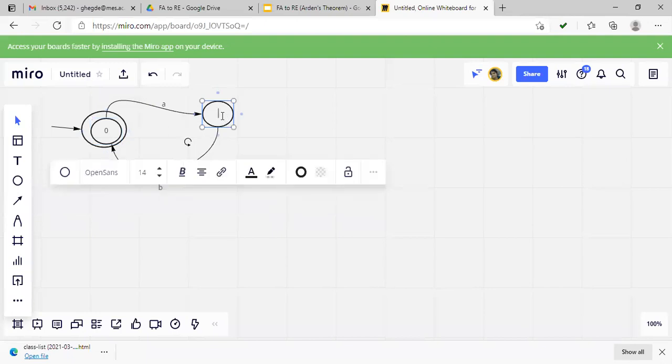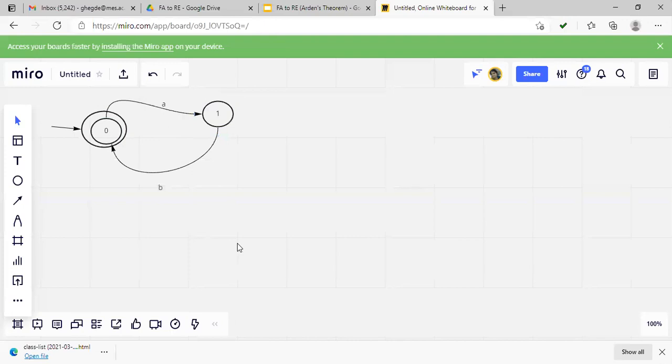Is there any loop in the finite automata? In the given finite automata, is there any loop? Is there any loop, students? Yes or no? If yes, then what is the loop? There is no loop, Ojas. Yes, we have a loop, right? If you see, we have a loop.